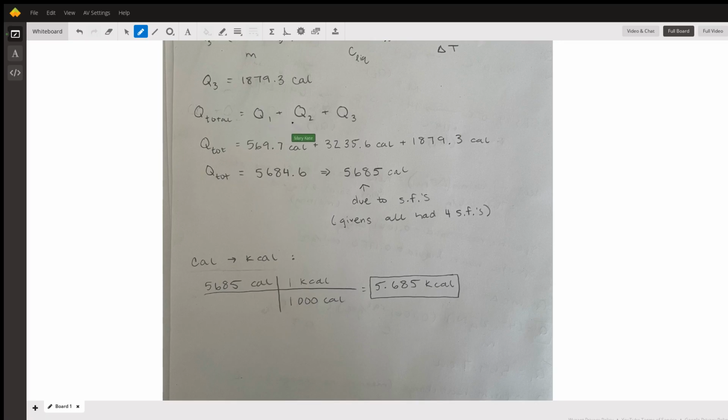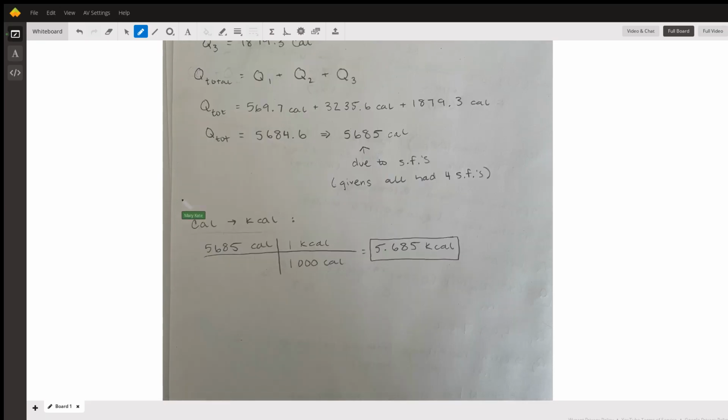Next we have to find out what the Q total is. So we're going to take Q1 plus Q2 plus Q3. If we add those together, we'll end up getting 5,685 calories. Now I rounded this to 5,685 because there's 4 sig figs in that mass that we want to take into account.